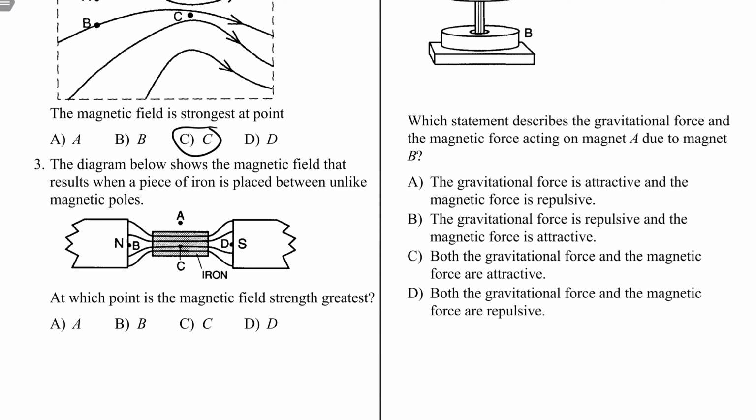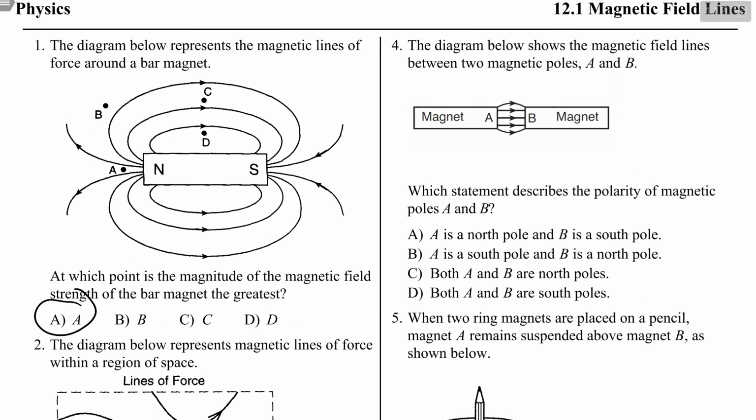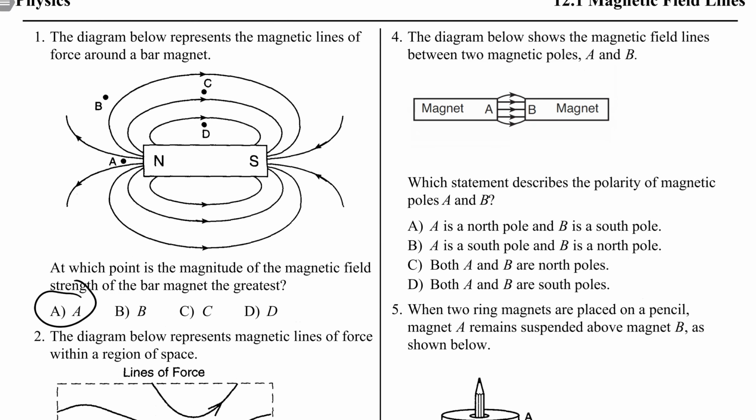Number three, similar idea. At which point is the magnetic field the greatest? Wherever the lines are closest together, and that's going to be inside this piece of iron. So it's choice C. And number four, maybe a little different of a concept. It says the diagram below shows the magnetic field lines between two magnetic poles A and B. Which statement describes the polarity of magnetic poles A and B? Remember, they go out of north and into south. So the lines are all coming out of A, this is north, and they go into B. So that's south. So it's going to be choice A. A is a north pole and B is a south pole.